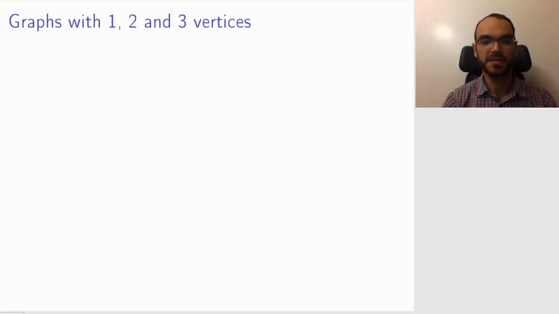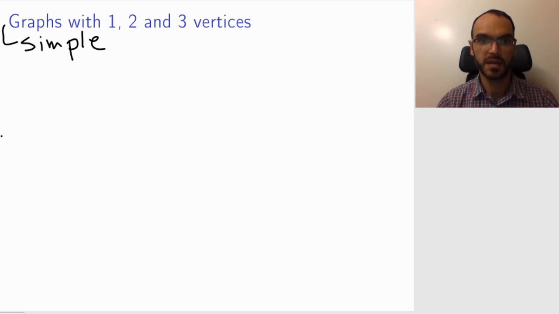Okay, so let us take a look at some small graphs with 1, 2, and 3 vertices. And let's, to simplify things, just look at simple graphs. So how does a simple graph with one vertex look like? Well, you have one vertex, and since you cannot have loops, there is no possible edge. So this is the only graph with one vertex. We can call the vertex X. Doesn't matter too much.